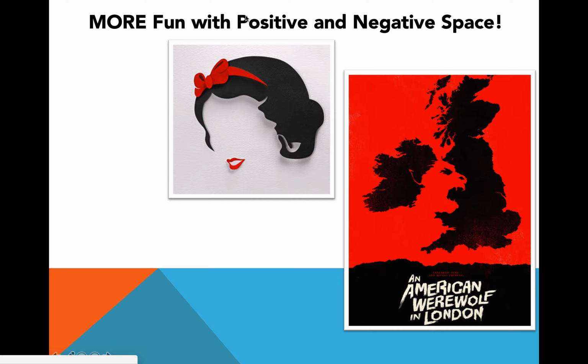In this one, we have a positive shape that looks like Snow White, her black hair, red lips, a red bow, but in the negative space, if you look at the outline in her hair, right along her profile where her hair would meet her face, you see the outline of Sherlock Holmes. You see a detective outline there.